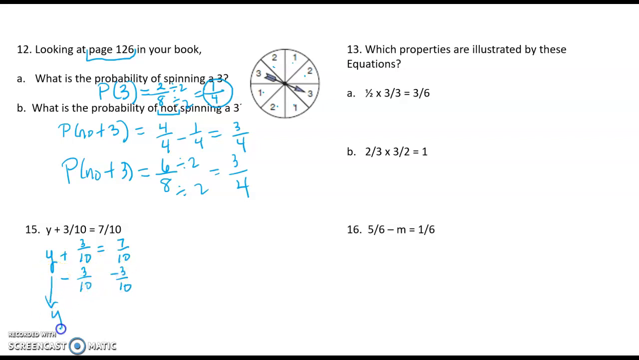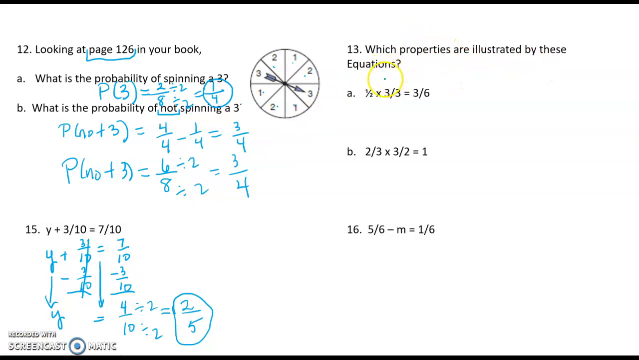So my y comes down. 3/10 minus 3/10 is nothing. My equals comes down. 7/10 minus 3/10 is 4/10. And then I have to reduce this. Always ask yourself, can I reduce this fraction? 4 divided by 2 is 2. 10 divided by 2 is 5. And that's my answer. All right, let me change colors here.